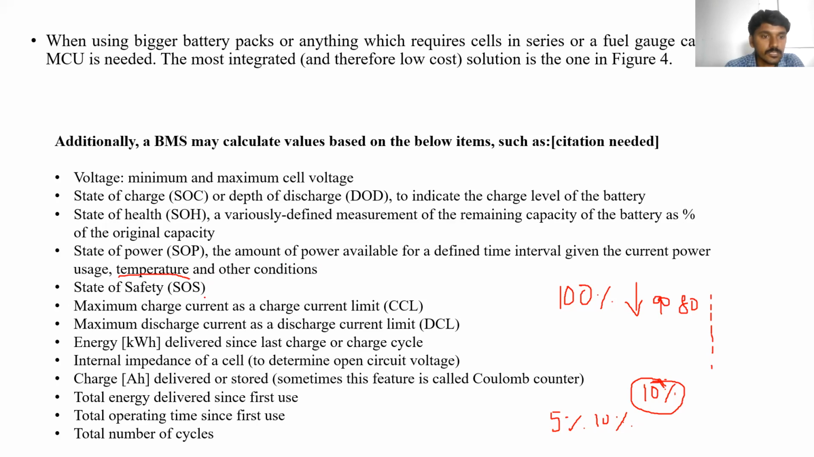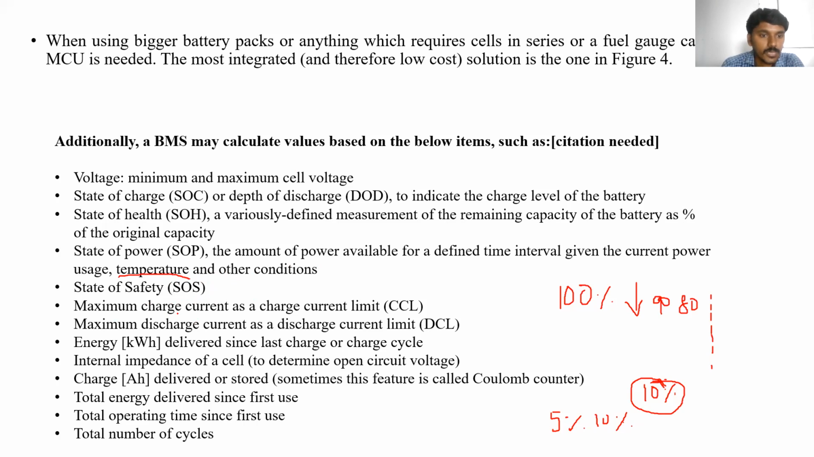And state of safety. Safety is also one of the main important parameters. What is the safety of the battery? Always we have to use the battery in safe conditions.